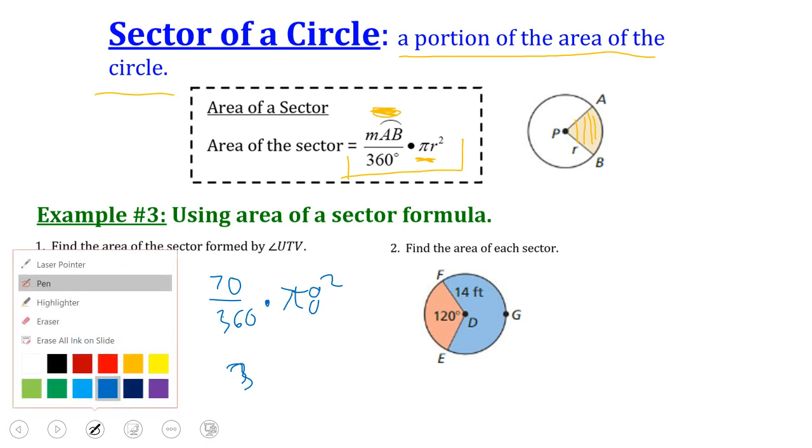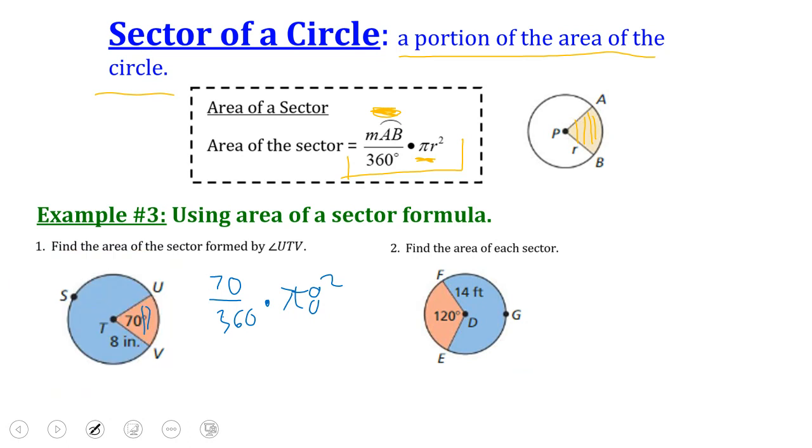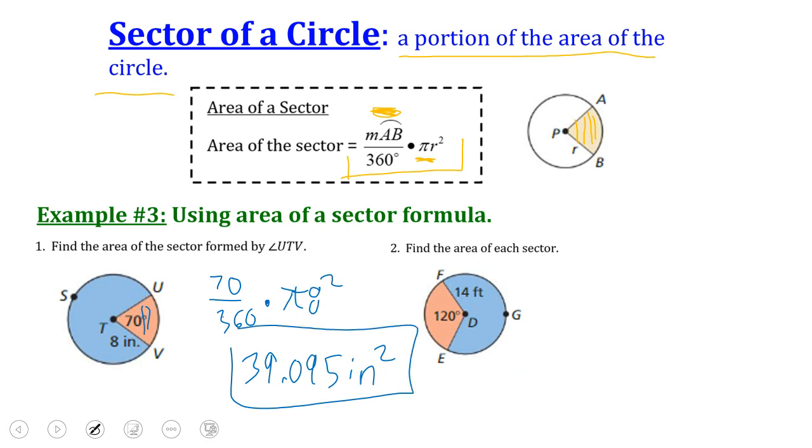Why does this do this? Okay, here we go. Try it again. I got 39.095 inches squared. Cool. Bada bing, bada boom.